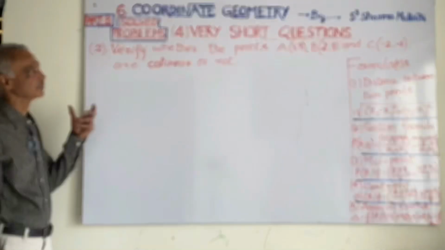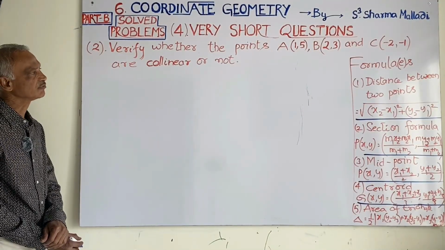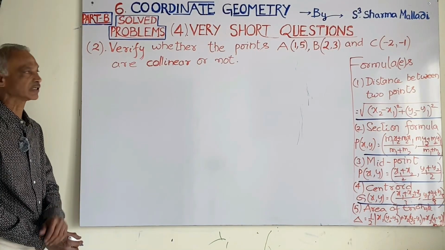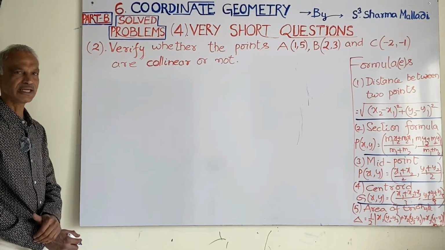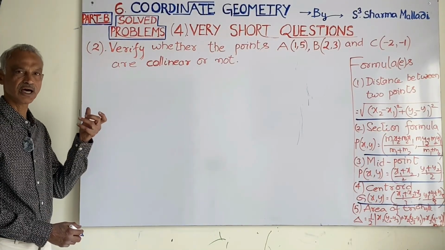Next, second problem in very short questions. Verify whether the points A(1,5), B(2,3) and C(-2,-1) are collinear or not. We have to check whether they are collinear or not.